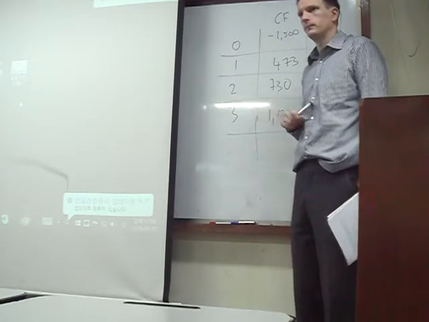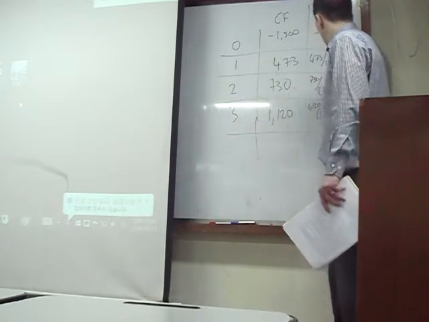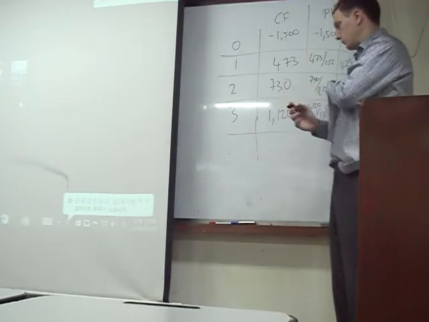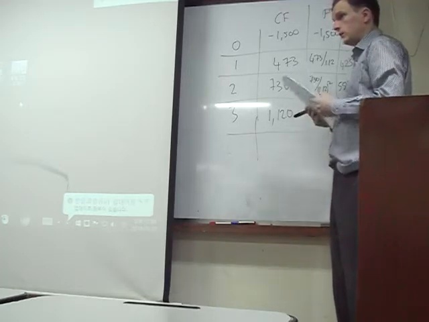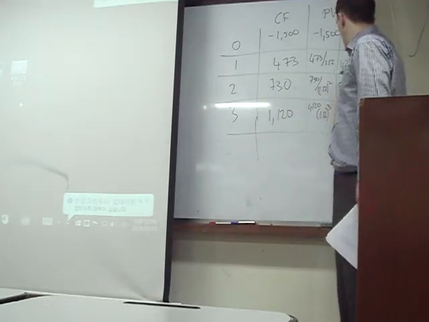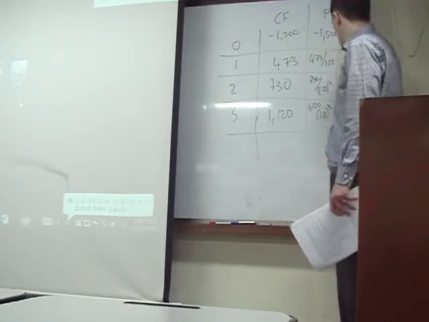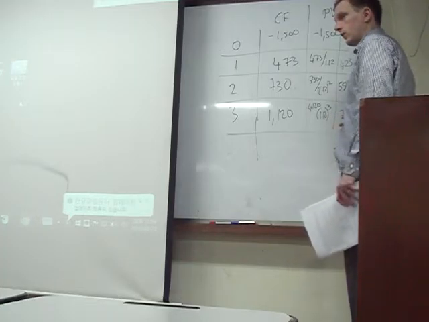Which year do we get our money back? In year one? No. Year two? Year three. Sometime in year three, right? So it's going to be 2 point something. So we look at the calculations and we find out what's the point where this hits zero.